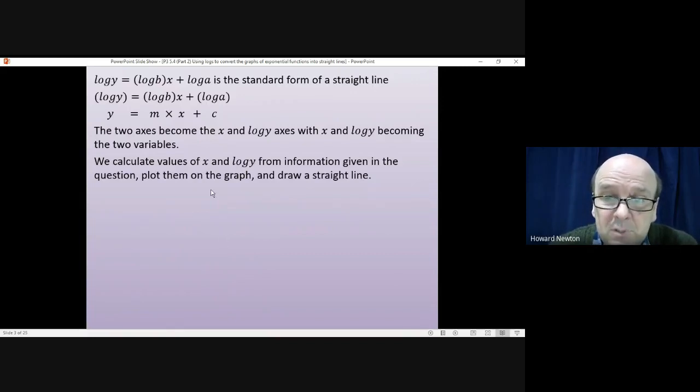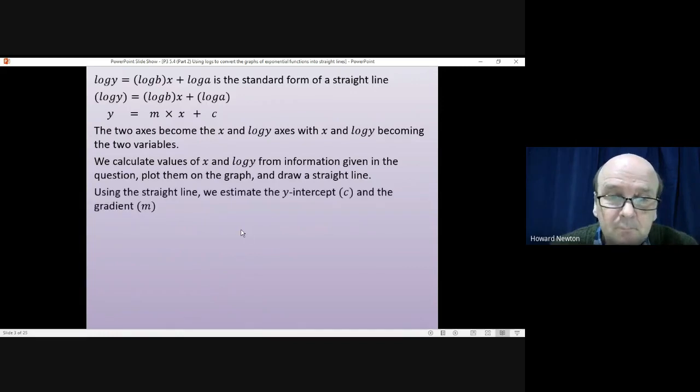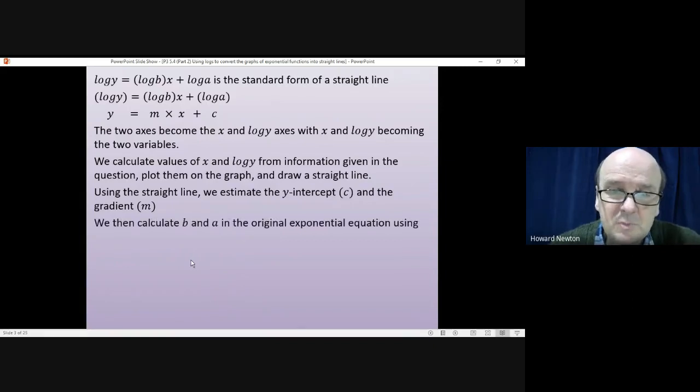Then we plot those points on the graph and draw a straight line, joining them together, a line of best fit. We then use the straight line to estimate the y-intercept and the gradient of the line, and using those, we're able to calculate b and a in the original exponential function by using log b equals m, as we have up here, and log a is equal to c.